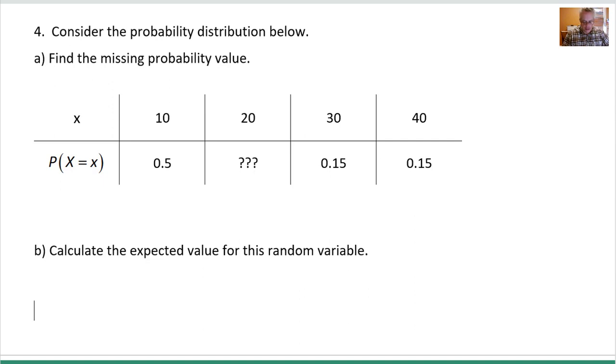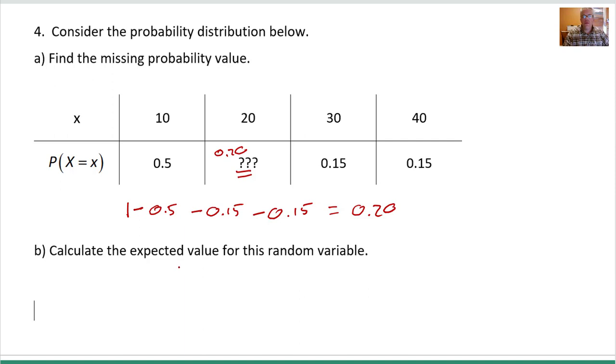All right, we're ready for our last example. Here, we want to find the missing value. We're told that this is a probability distribution, but we're missing a value. Whenever we're missing one value, we can always find it because we know that the total is supposed to be equal to 1. So if we do 1 minus 0.5 minus 0.15 minus 0.15, you end up with 0.20. So 0.20 is the missing value.